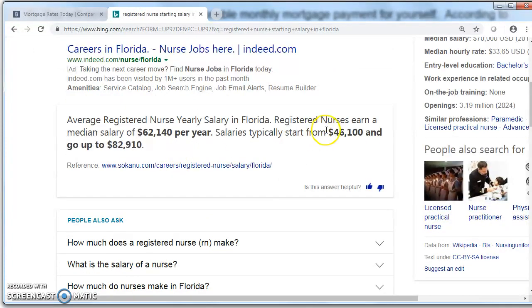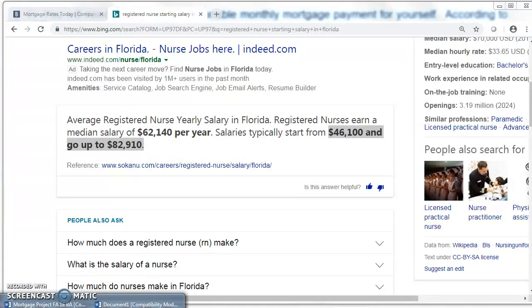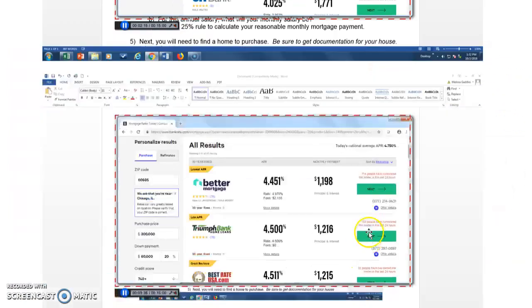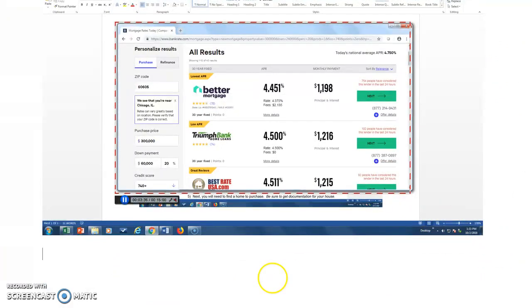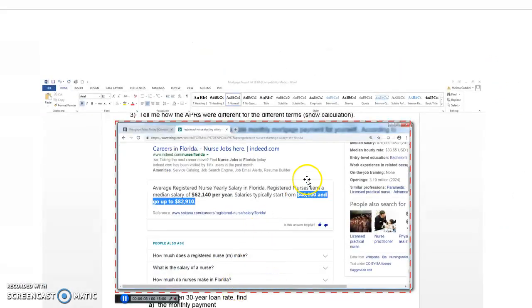Oh, look at right here. Salaries typically start from $46,100 and go up to $82,910. So I again need to provide my documentation. So I'm going to go back to my Word document and paste this in.